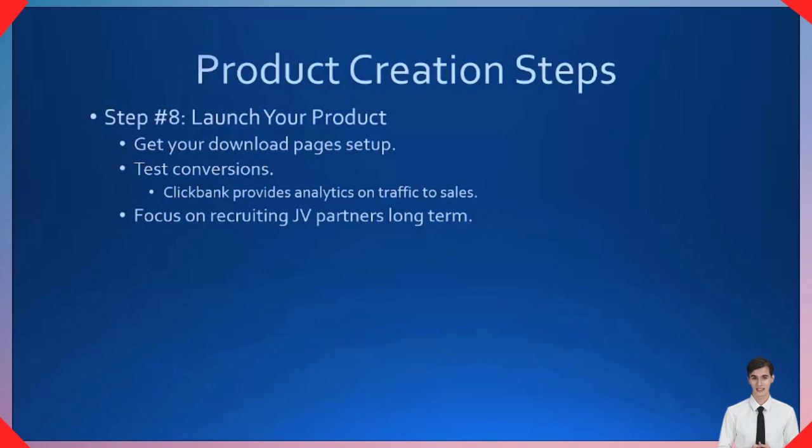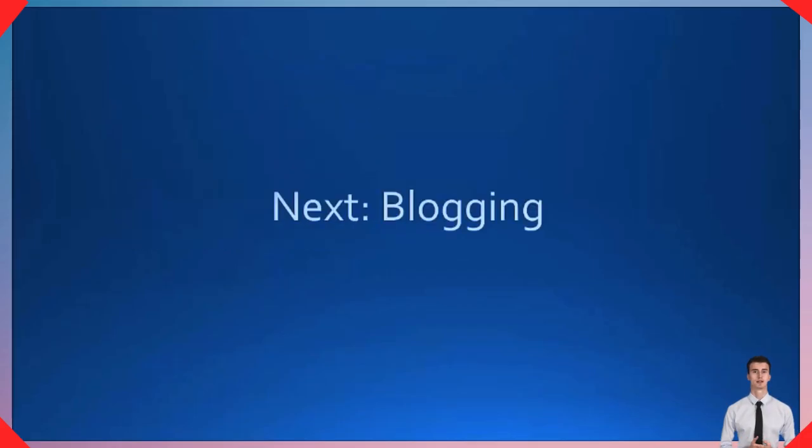And then focus on recruiting JV partners for the long term. That's what you would do here in step number 8 after your product gets launched. And then drive all the traffic you can to your sales page and ultimately to your email list, and then send those people from your email list to your sales page to get them into your sales funnel. So the very next part of the process, we'll talk about blogging.